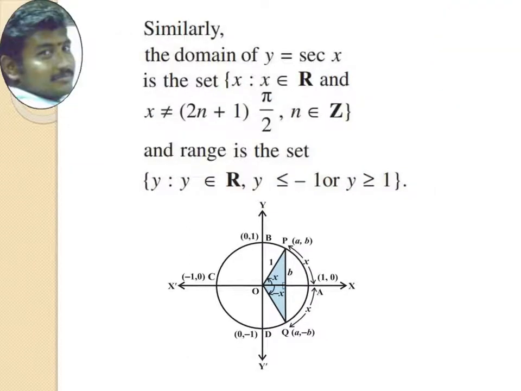Similarly, for y equal to secant x, what will happen? The domain is the set of x such that x belongs to R, x not equal to (2n plus 1) pi by 2, n belongs to Z. And the range is the set of y such that y belongs to R, y less than or equal to minus 1 or y greater than or equal to 1. Okay, it should not be 0.